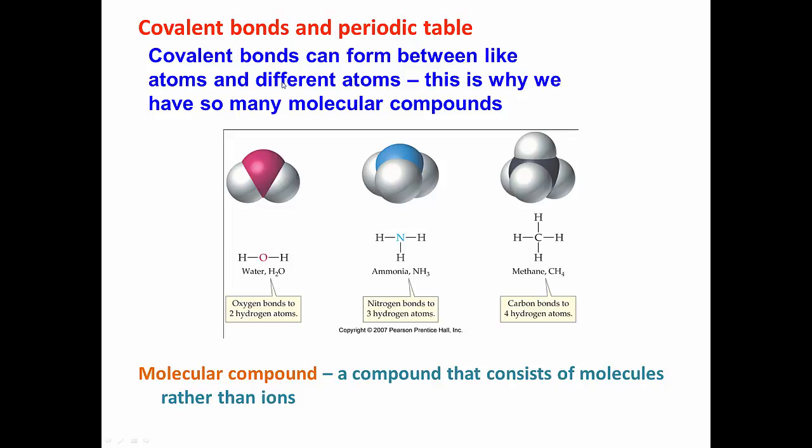So now we'll talk about covalent bonds and the periodic table. Covalent bonds can form between like atoms and also different atoms, usually between nonmetal atoms. This is why we have so many different molecular compounds. In fact, most of the compounds that we deal with are molecular. Only a few are ionic.